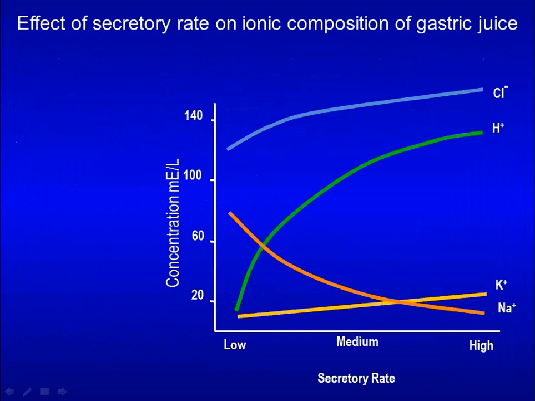Here is the effect of secretory rate on ionic composition of gastric juice. When secretory rate is low, for example, in between meals, sodium chloride concentration is high.